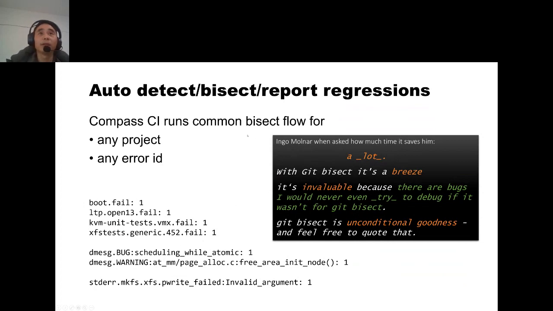And we provide a common bisect flow for any project and any LID. LIDs are automatically caught by the framework when the test runs. For example, if there is a boot fail, there will be such a LID. The key part is the error name. The value is always 1 to indicate whether it showed up.